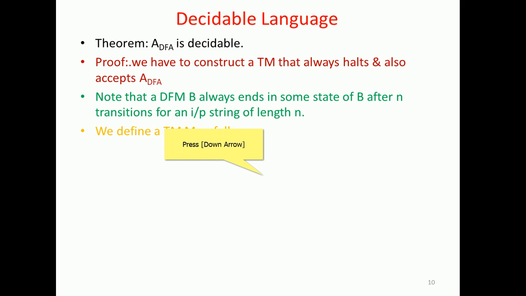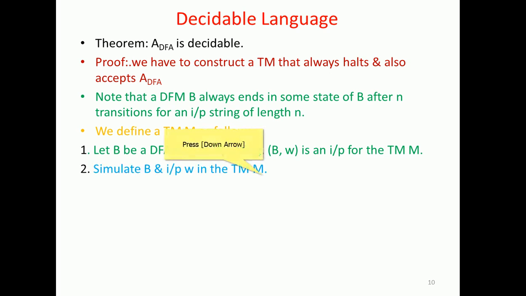We defined a Turing machine model as follows. Let B be a DFA, a deterministic finite automaton, and W an input string. Then B comma W is an input for the Turing machine model M. We are giving input to a pre-decided Turing machine model.